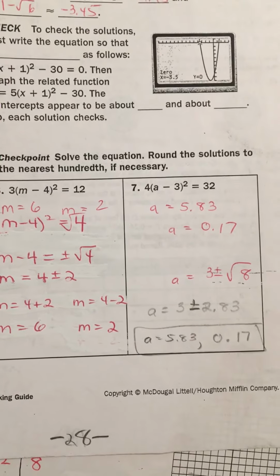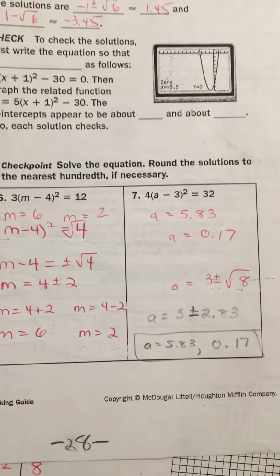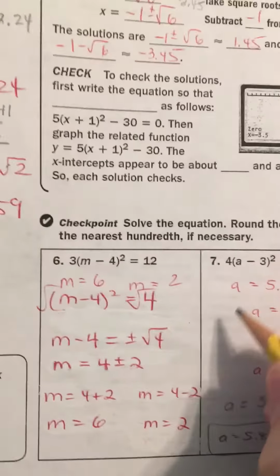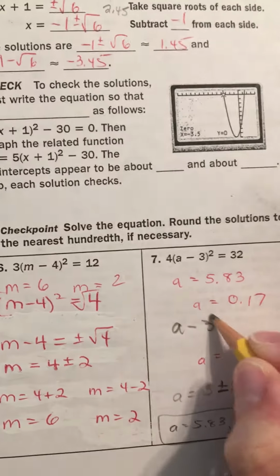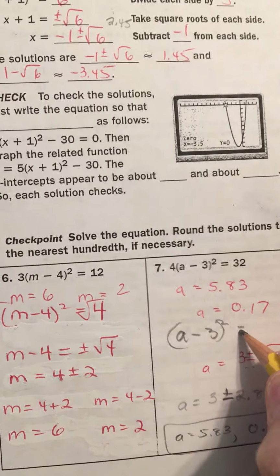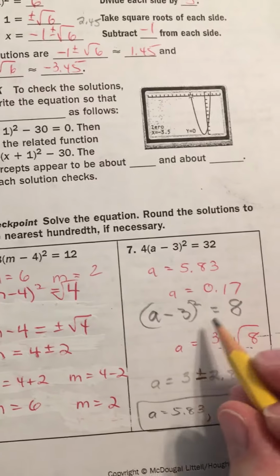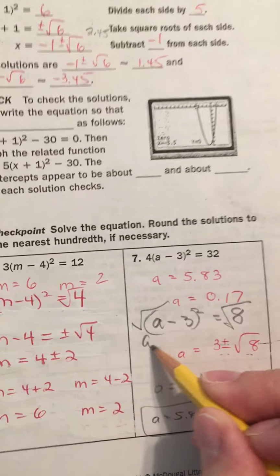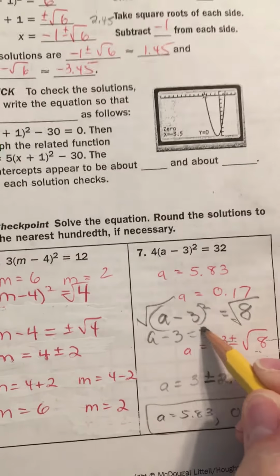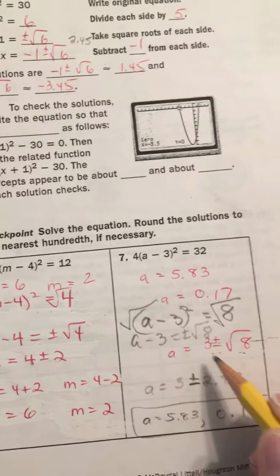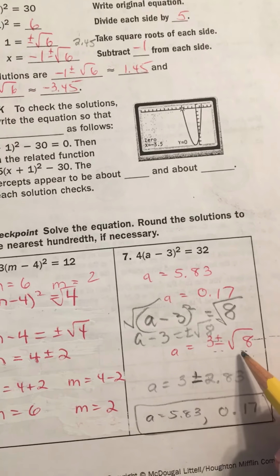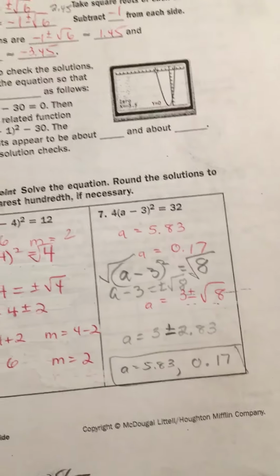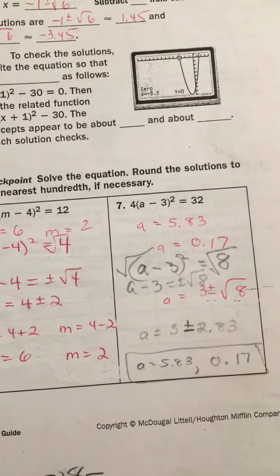For the next one, we divide both sides by 4. So we get a minus 3 squared. Put it here. A minus 3 squared equals 8, because we divide both sides by 4. I then square root both sides, and I get a minus 3 equals plus or minus square root of 8, which is a equals 3 plus or minus the square root of 8, which ends up being 5.83 or 0.17.